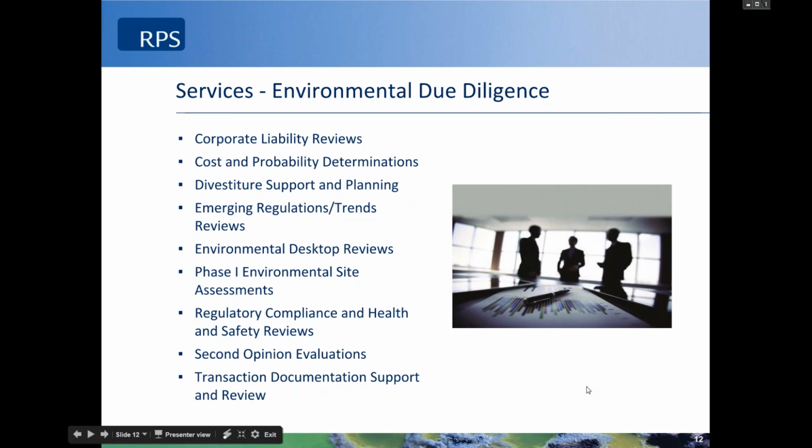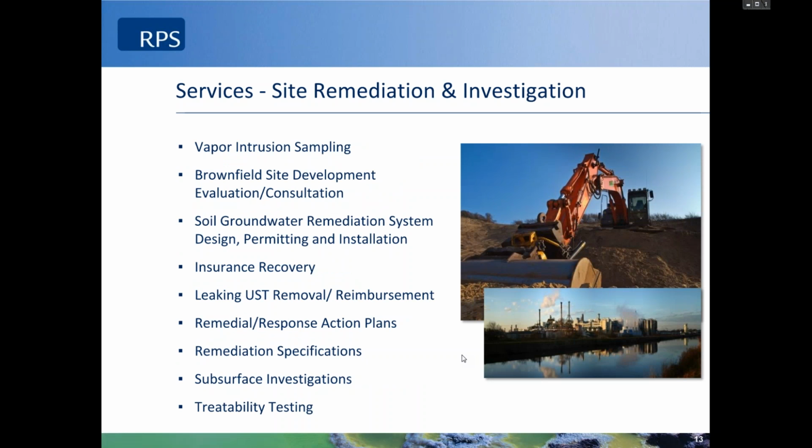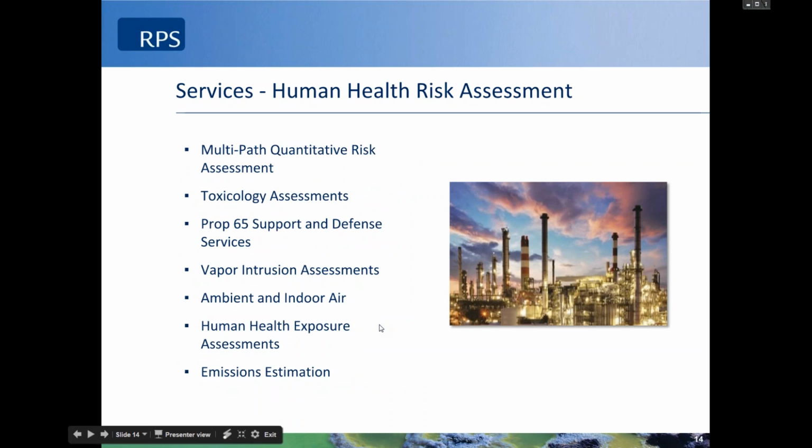So just a little bit more about Iris Environmental, which is now RPS Group. We are an international engineering and consulting company out here on the West Coast with Greg and I. We are working mostly in the environmental world. So we do full environmental services, including due diligence, phase 1, phase 2, transactional assistance. We're experts in site remediation and investigation, so everything from finding your issues to cleaning them up. And finally, we also have a big specialty in health risk assessment, including multi-path quantitative risk assessment, vapor intrusion modeling, and ambient and indoor air modeling.